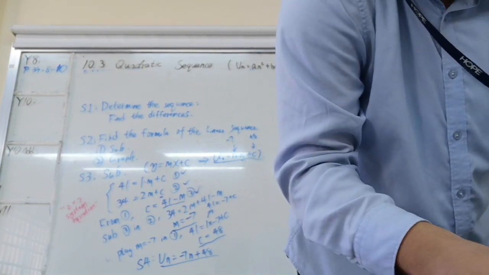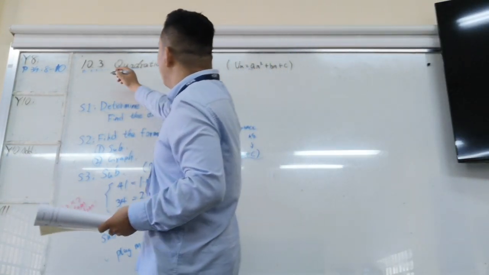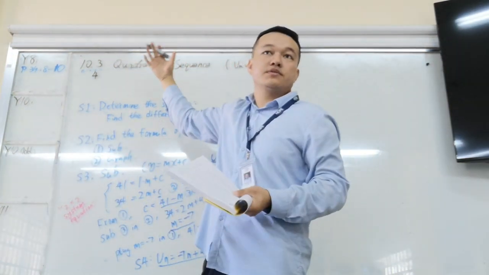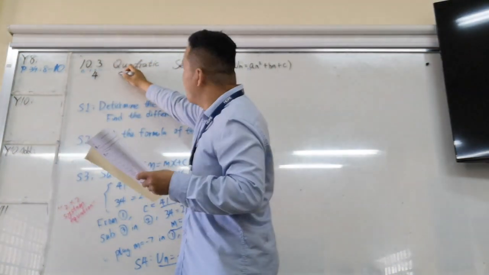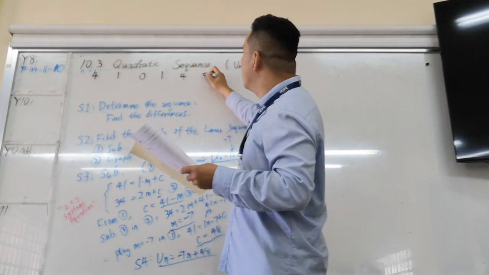Let me use this question. Okay. Okay, example 2. Get this on your notebook. 4, 1, 0, 1, 4, 9.